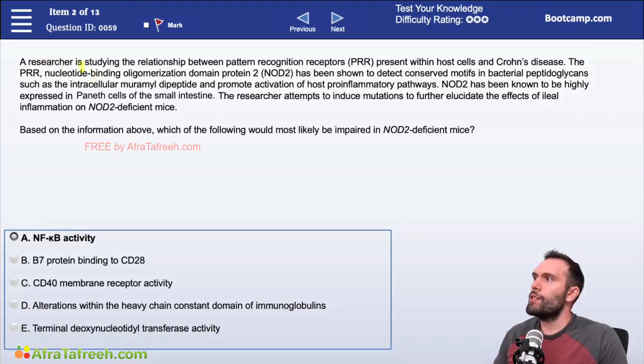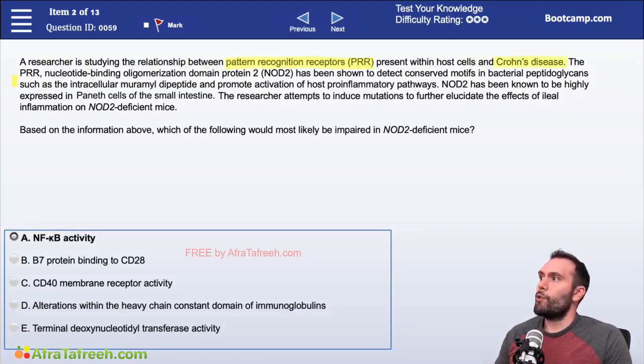All right, so we have a researcher that's studying the relationship between pattern recognition receptors present within host cells and Crohn's disease. The pattern recognition receptor nucleotide binding oligomerization domain protein 2, NOD2, has been shown to detect conserved motifs in bacterial peptidoglycans, such as intracellular muramyl dipeptide, and promote activation of host inflammatory pathways.